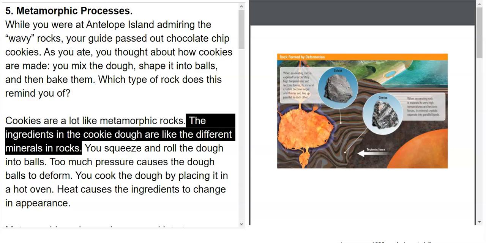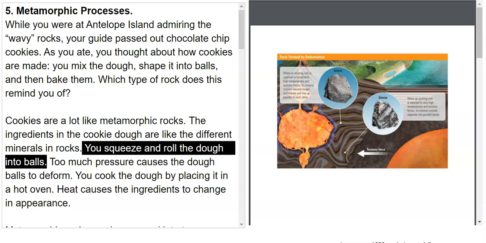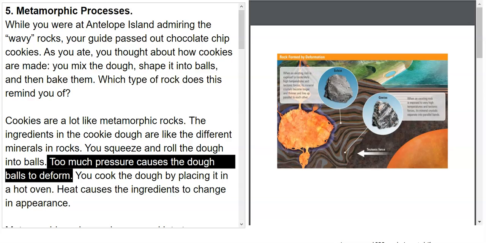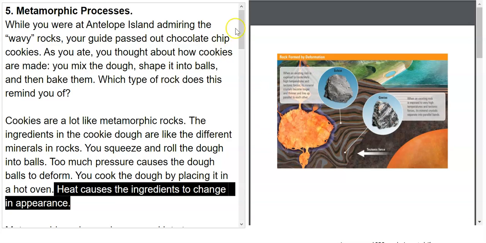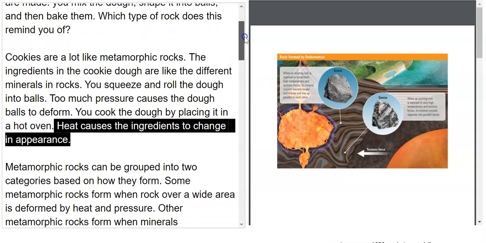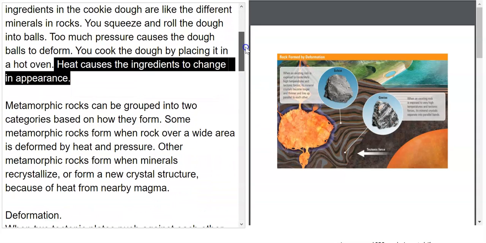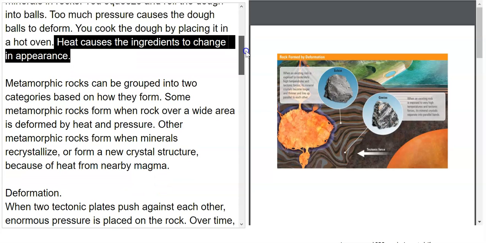The ingredients in the cookie dough are like the different minerals in rocks. You squeeze and roll the dough into balls. Too much pressure causes the dough balls to form. You cook the dough by placing it in a hot oven. Heat causes the ingredients to change in appearance. And I want to go back a little bit. Too much pressure causes the dough balls to deform, not form.